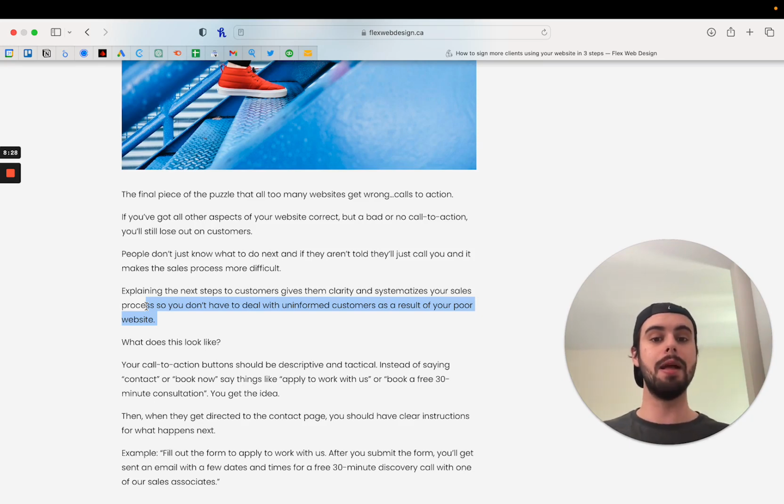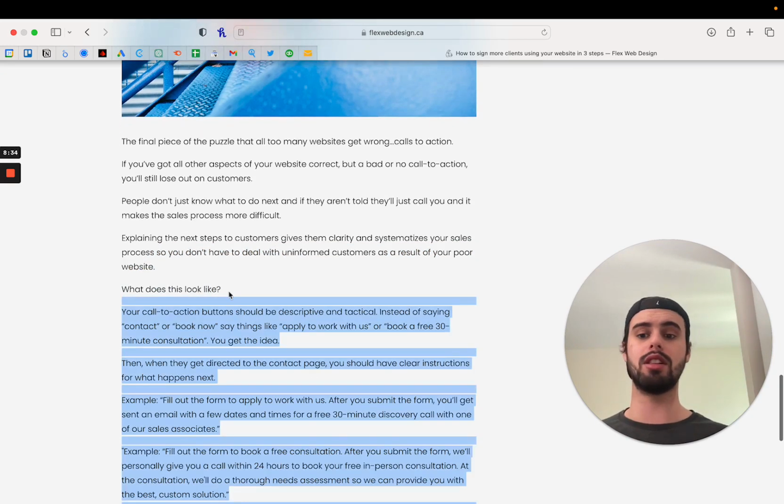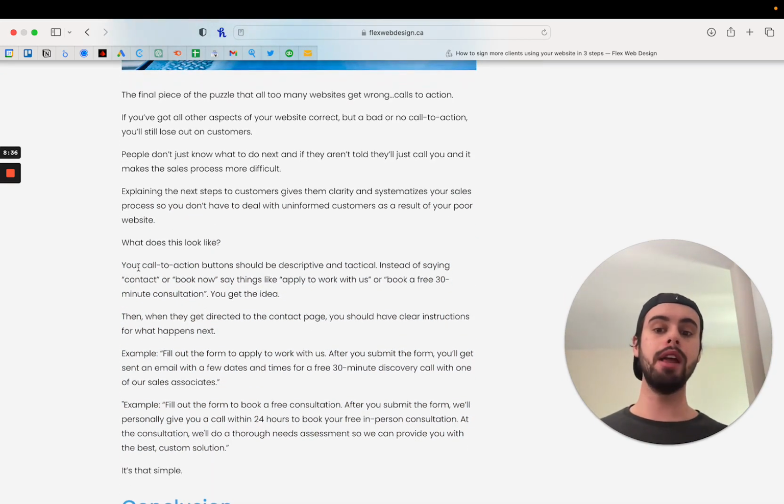And because of that, they're probably going to be less likely to work with you and hire you as a company, right? So what does this look like? Your call to action buttons on the site should be descriptive and tactical.